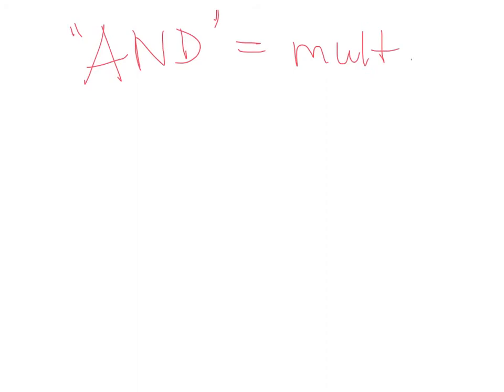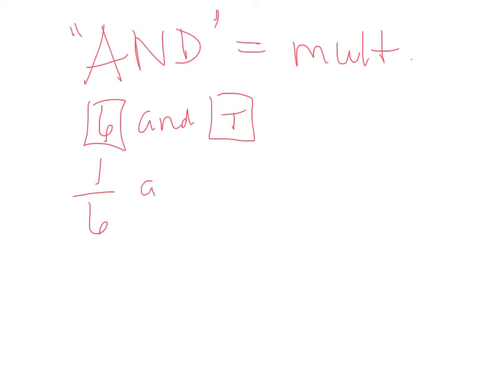In probability, if you see the word and, you have to say to yourself, it means multiplication. That is, what is the probability of getting a 6 on a die and tails on a coin? The probability of getting a 6 on a die is 1 out of 6. And the probability of getting a tails on a coin is 1 out of 2. So 1/6 times 1/2 is equal to 1/12. And that is the probability of getting both a 6 and a tails.